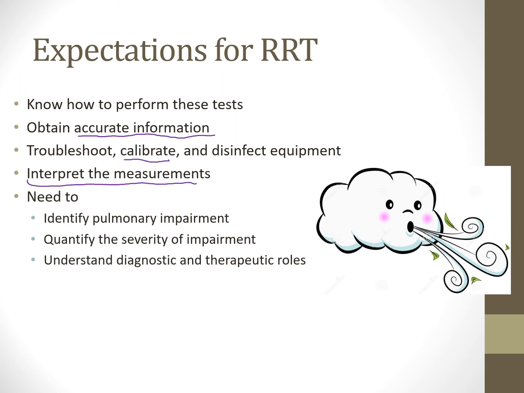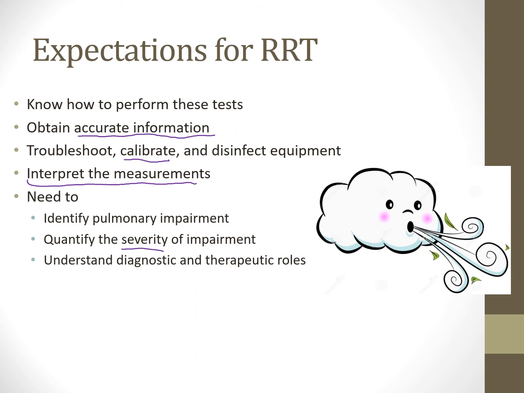All right, so what we need to do is be able to identify the pulmonary impairment. That's where we're looking at restrictive versus obstructive flow rates, right? Restrictive or obstructive disease process. So we're going to be looking at volumes or capacities, and then at how fast they blow out, which would be flow rates. We need to see how severe the impairment is.